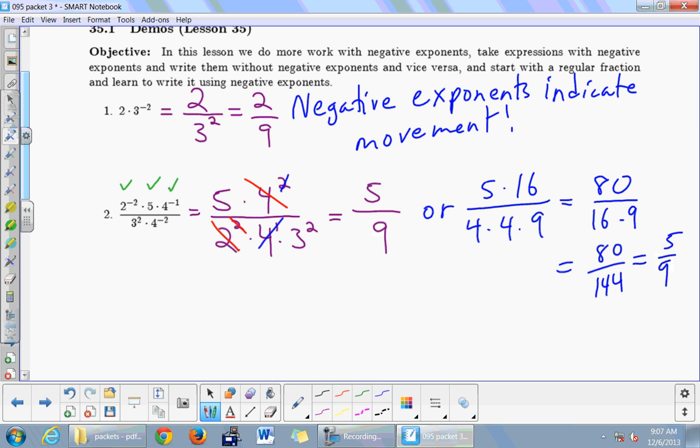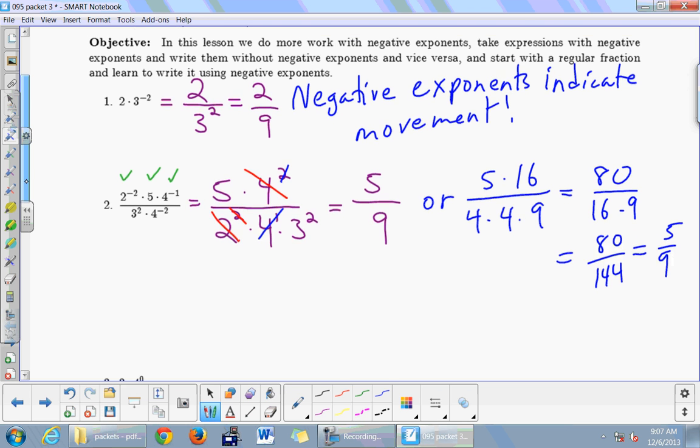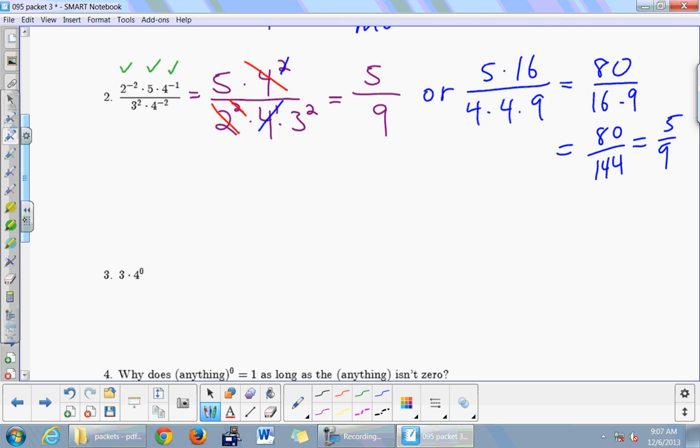Okay, moving on to number 3. Have we talked about raising a number to the 0 power? 1 vote for no. Have we done that in this class? No. Okay. 3 times 4 to the 0. All right, so here is a fact. 4 to the 0 power is, any guesses? Could be 0. Other guesses? Could be 4. That's natural. Other guesses? Turns out it's 1.